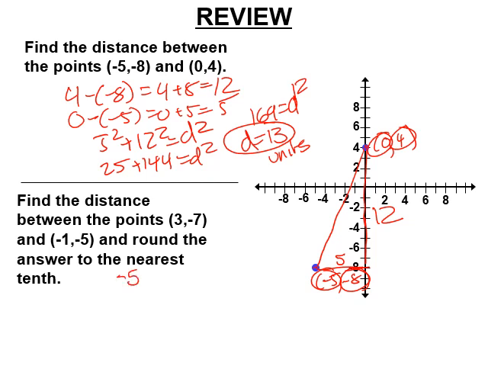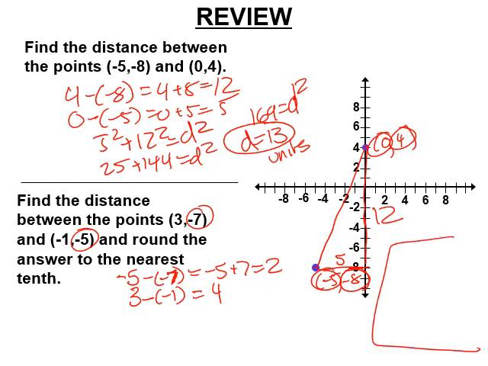So -5 minus -7 is not 12. I would expect some people to do that on the test, but it's actually 2, right? Because these are 2 away from each other on the number line. 3 minus -1 is 4. So I'm going to work over here.